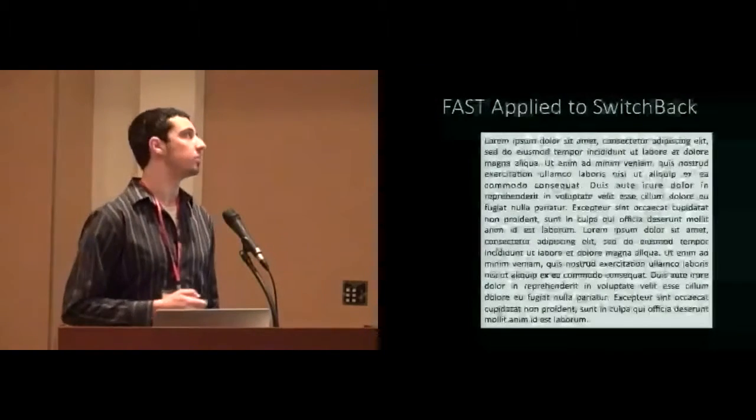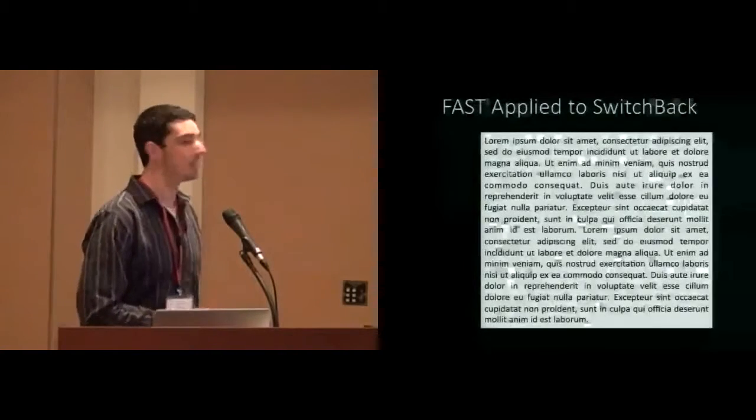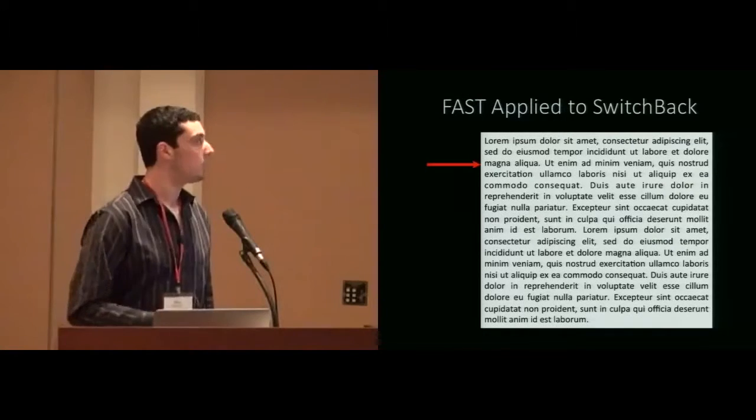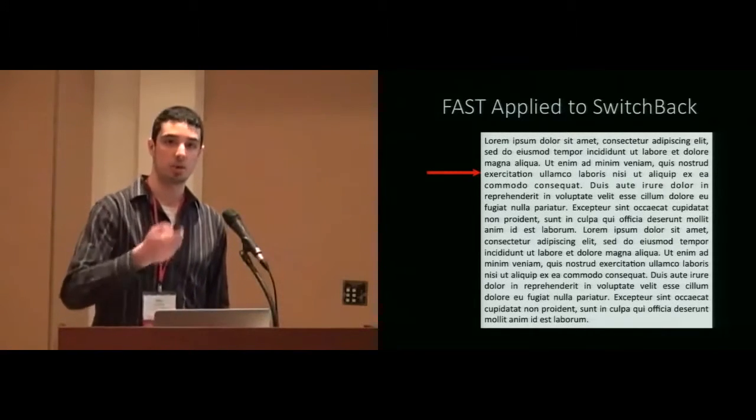So how do we apply this to SwitchBack, with the video that you didn't get to see? Pretend that you're reading a body of text. Using the algorithm I've just described, we count the number of lines that the user has read corresponding to those troughs.